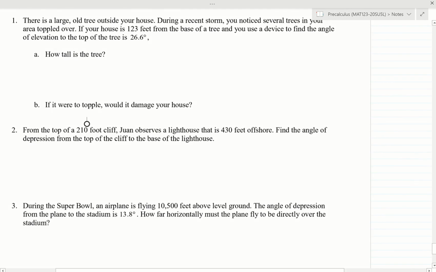All right, so the first one is based off of a real life example. If there's a large tree outside of your house, during a recent storm, you notice several trees in your area are toppling over. If your house is 123 feet from the base of the tree and you use a device to find the angle of elevation to the top of the tree, we have like a few different questions. Okay, so here's a tree. Okay, and here's your house. Okay, your house is 123 feet from the base of the tree. And we use a device to find the angle of elevation to the top of the tree.